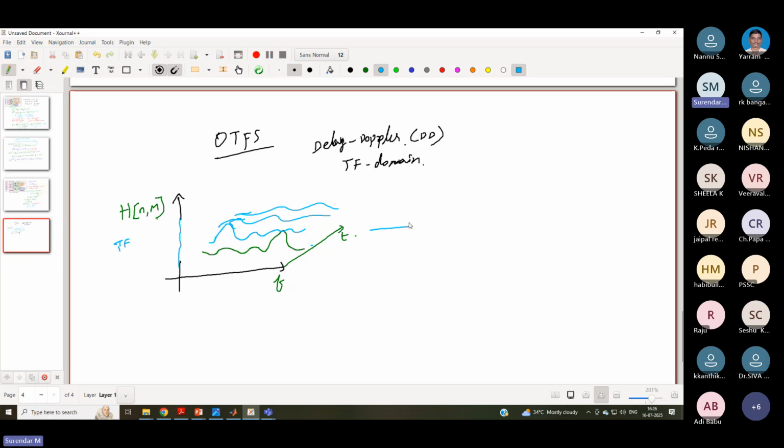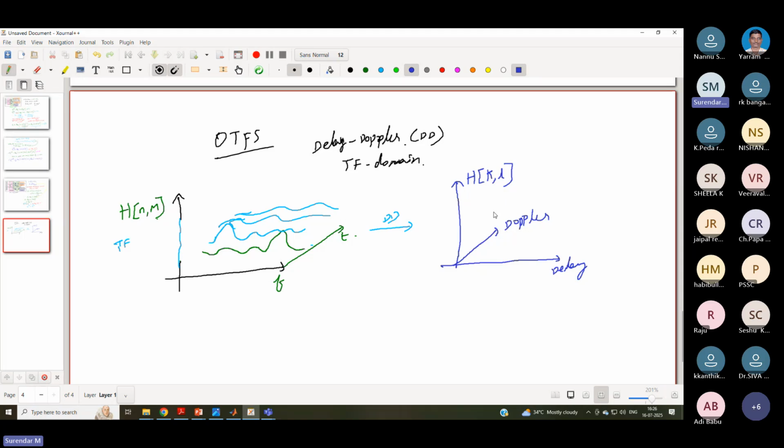Now we are converting this to the delay Doppler domain. In the delay Doppler domain we have axes similarly, which I am representing with h of k comma l. k corresponds to delay and l corresponds to Doppler. So this is Doppler, this is delay, and we have the corresponding h of k comma l matrix. This is the delay Doppler domain.